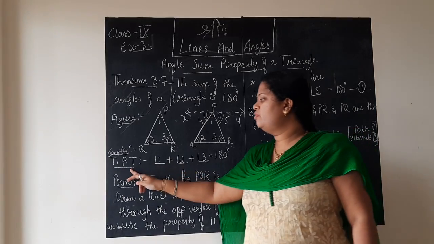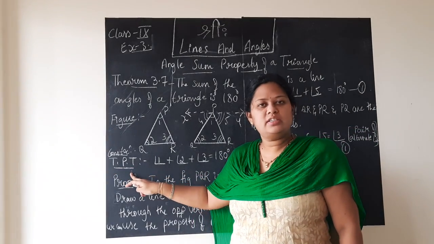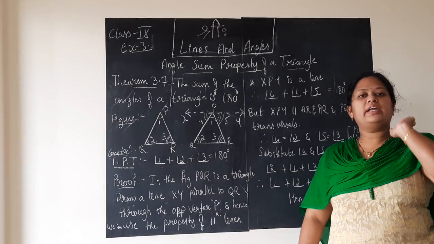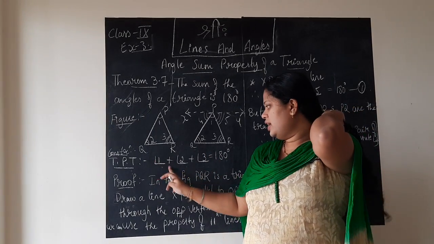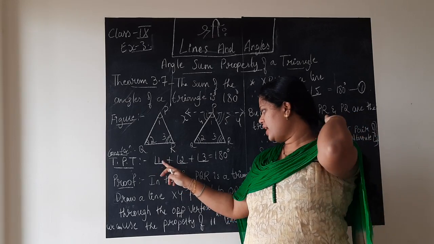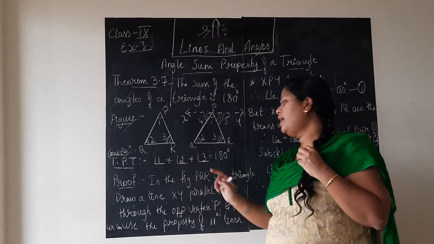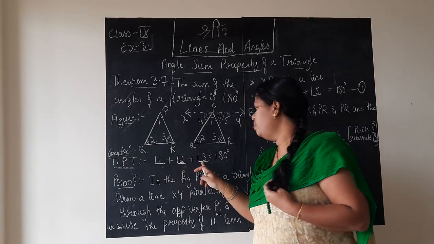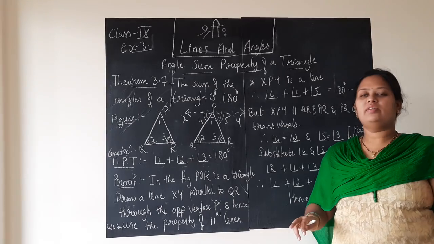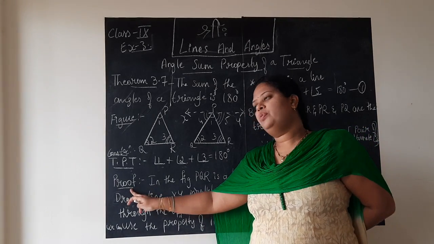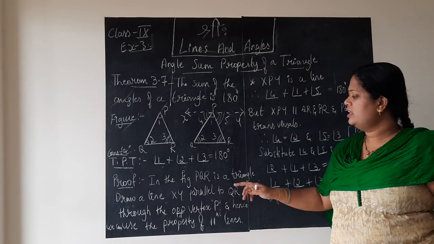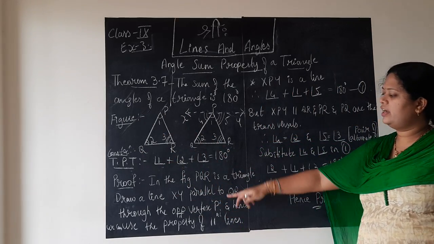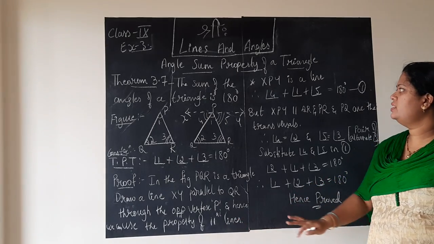What do we need to prove? TPT, that is, to prove that angle 1 plus angle 2 plus angle 3 is equal to 180 degrees. This you know how to read, no children? If you write angle 1, angle 2, angle 3 with the L shape inside that number, like that you will read. So, angle 1 plus angle 2 plus angle 3 is 180 degrees, we need to prove. Next is the proof. In the figure, PQR is a triangle. Draw a line, you will write the same sentence we wrote for the construction.